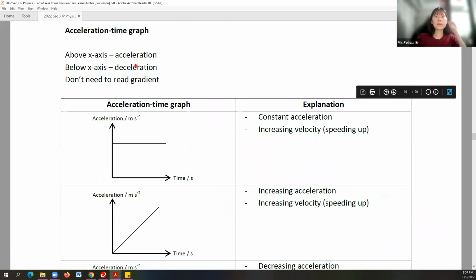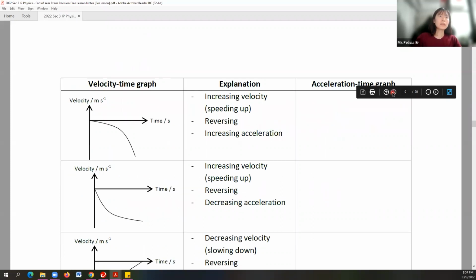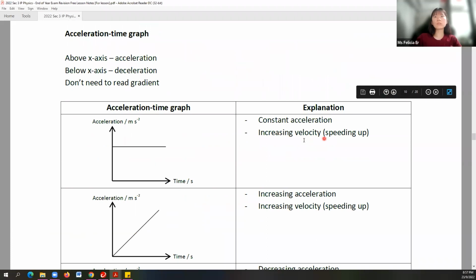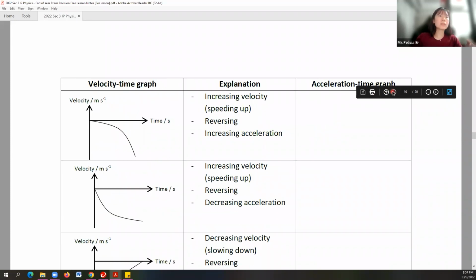So acceleration time graph only tells you the velocity, because based on what I went through at the start, if you look at the area under the graph, it gives you the velocity. So in this case, you can only know the velocity. You can't tell which direction it is moving. Okay, so for acceleration time graph, as I already reminded you just now, don't need to find the gradient anymore. Do you see there isn't an arrow that says acceleration time graph, arrow gradient? So don't look at the gradient. You directly interpret the graph by reading it.